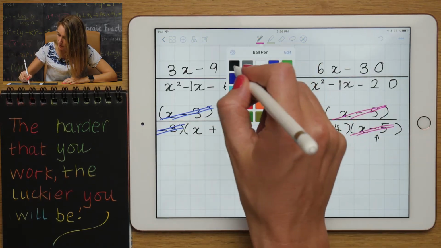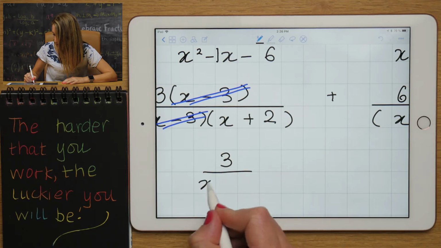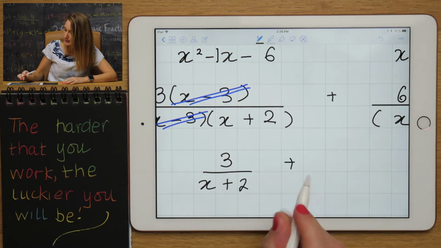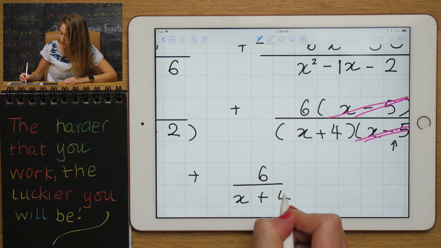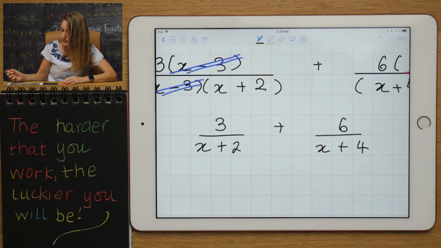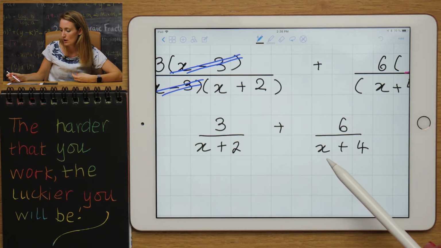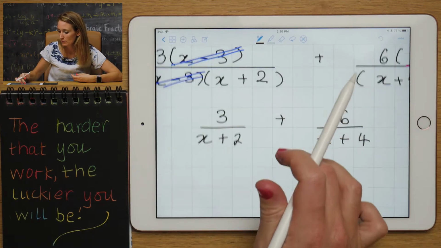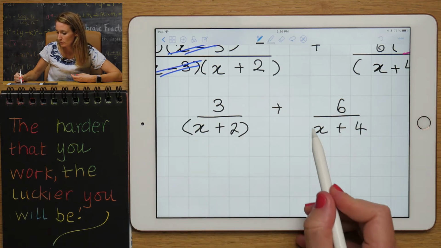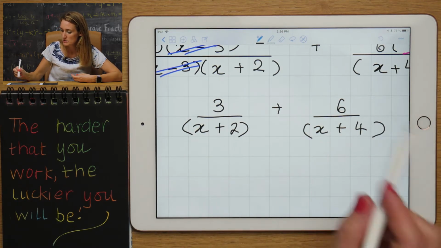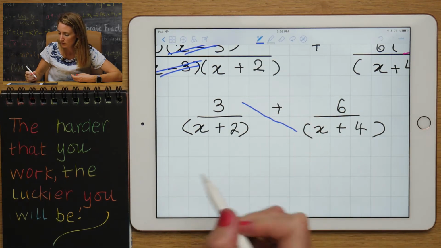So what are we left with? We are left with 3 over x plus 2, and here we're left with 6 over x plus 4. There's a couple of different ways to do this. You can imagine that this is a common denominator question, so the common denominator should be both of these bottoms multiplied together. Or you can cross-multiply. Cross-multiply means you're going to times this one with this one.